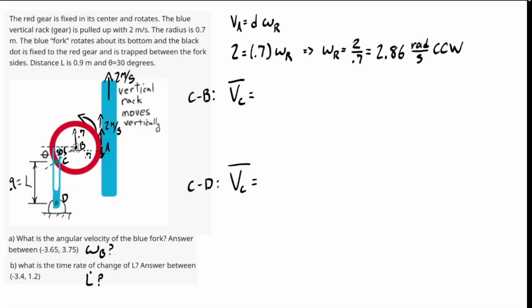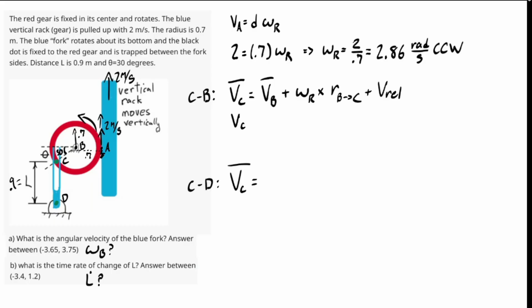All right, so let's analyze C and B. Okay, so we know that the velocity of C, and I'm going to use the equation on the cover page, equals the velocity of B plus the angular velocity of whatever they share. In this case, it's the red gear. Cross product of the position vector from what's on the right to what's on the left, so it's going to be from B to C. And then plus any relative velocity terms they may have with each other. That's going to end up being 0 because they're a fixed distance apart.